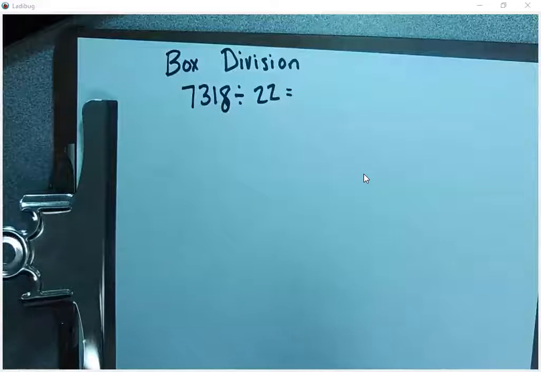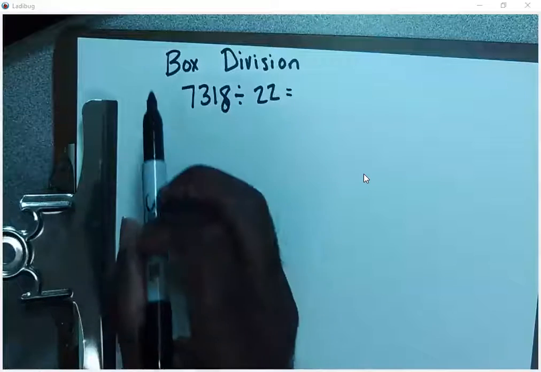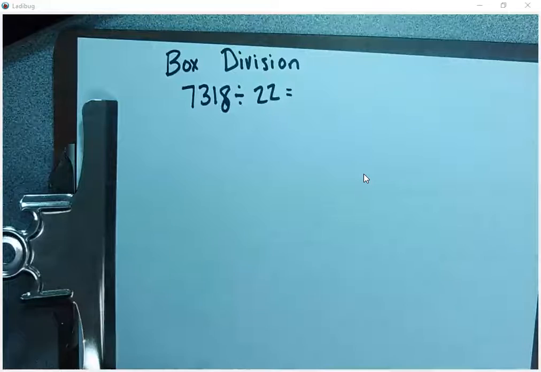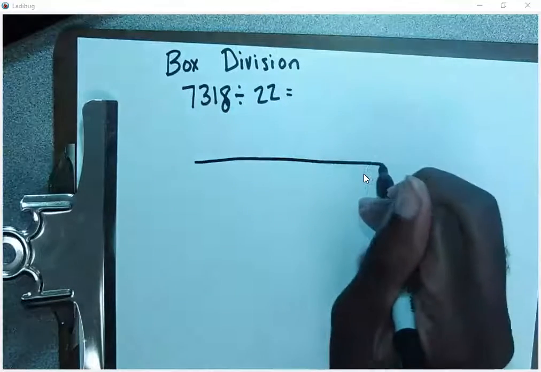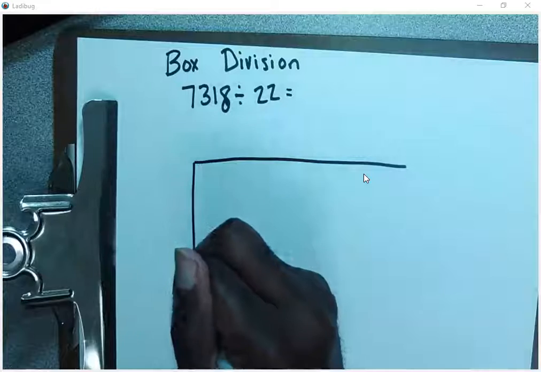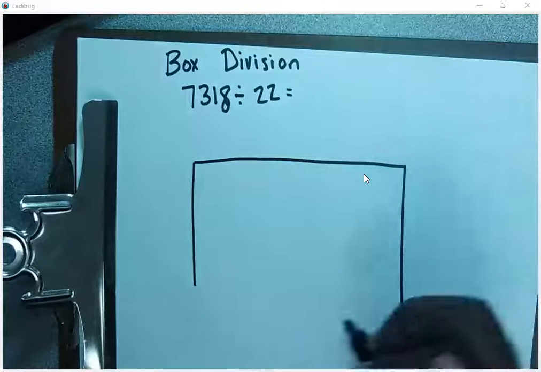Now, I teach two methods of dividing. One is long division, then this is the other, which is box division. So let's get started. First things first, is box division. That means it's going to be a box involved somewhere. Now, give me a nice size rectangle. I'm going to need the space.